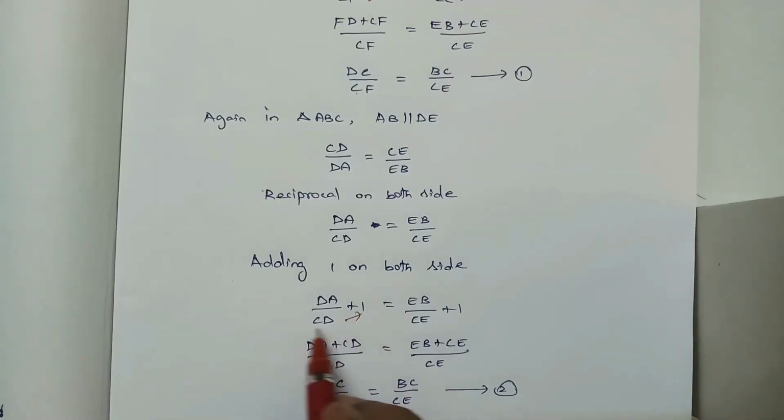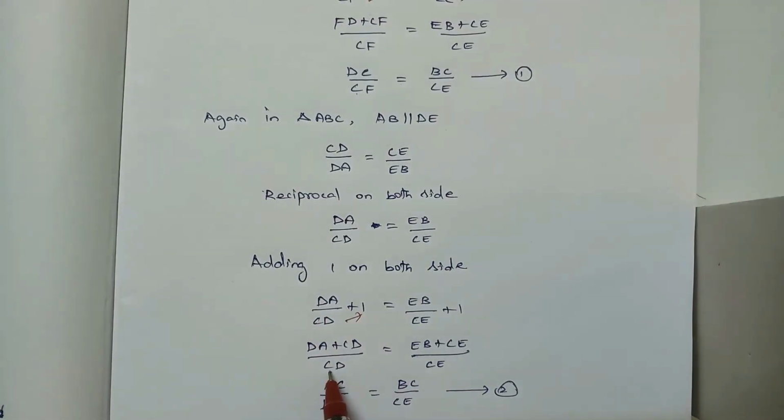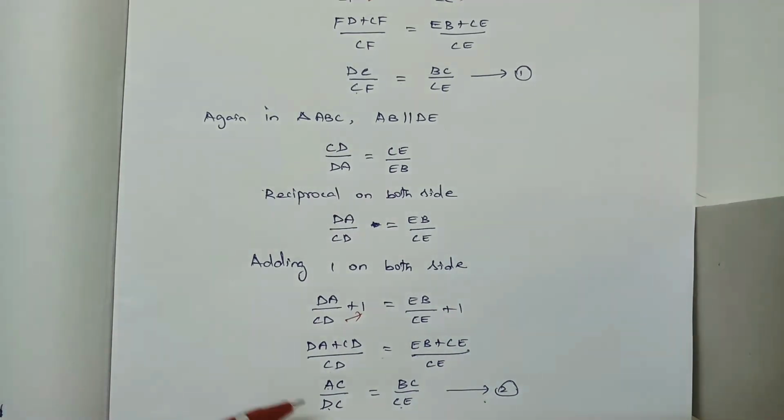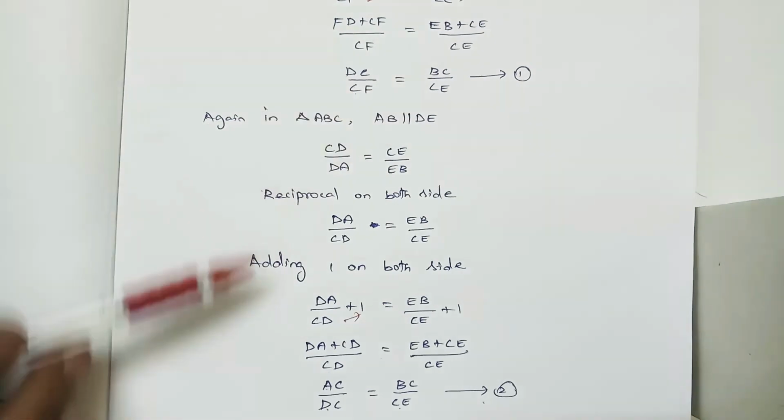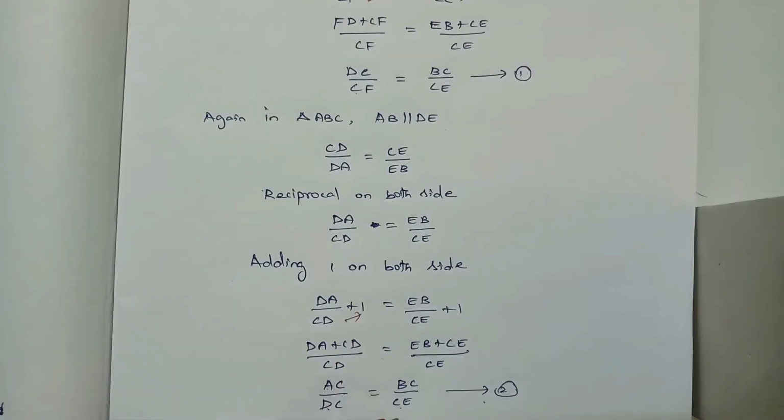Just do the cross multiplication. DA plus CD, the whole divided by CD, is equal to EB plus CE divided by CE. What is DA plus CD? It is AC. So AC divided by CD is equal to EB plus CE, which is BC, by CE. Take this as equation number 2. Just compare equations 1 and 2. Equation 1 is DC by CF is equal to BC by CE, and AC by DC is equal to BC by CE.